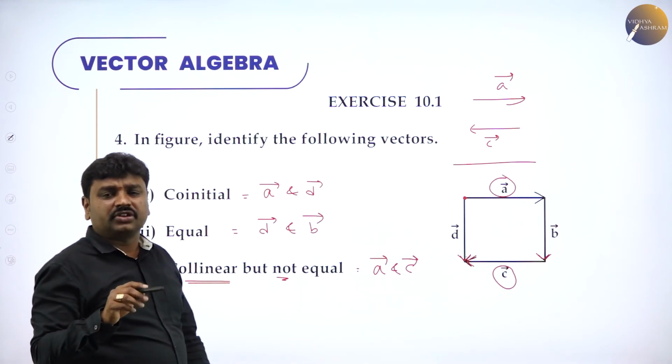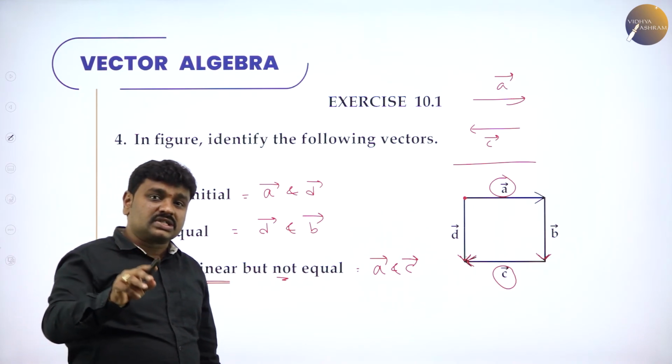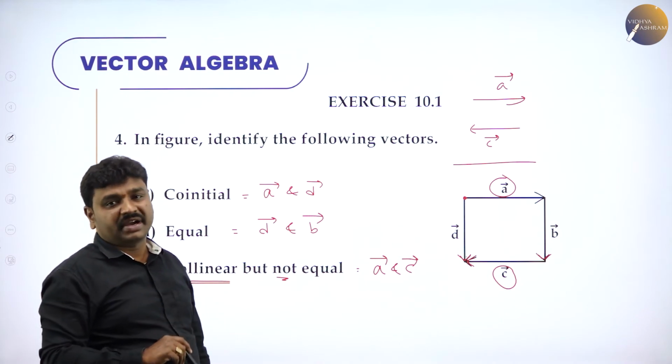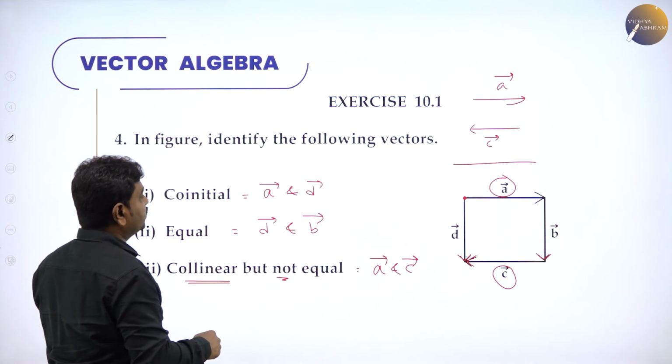So what are collinear vectors? Two vectors are said to be collinear if they are parallel to the same line. What are equal vectors? Two vectors are said to be equal if they have same direction and same magnitude. So we have done the 3 questions that they asked.